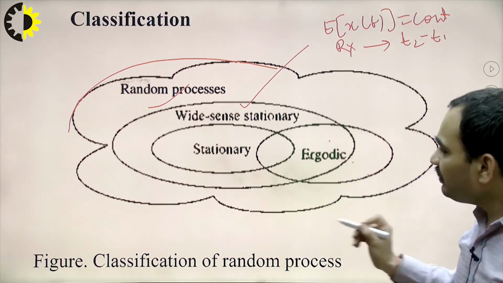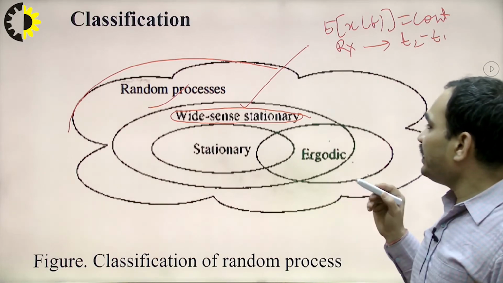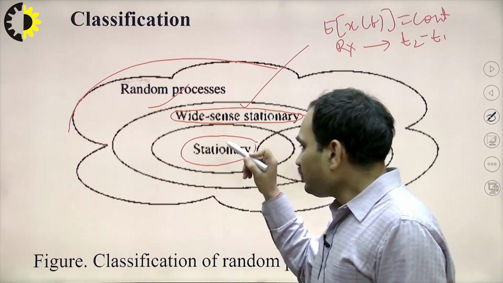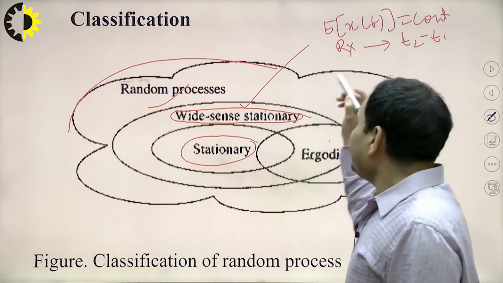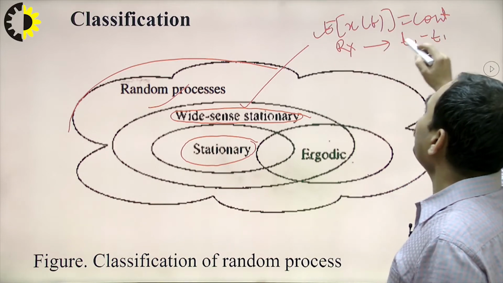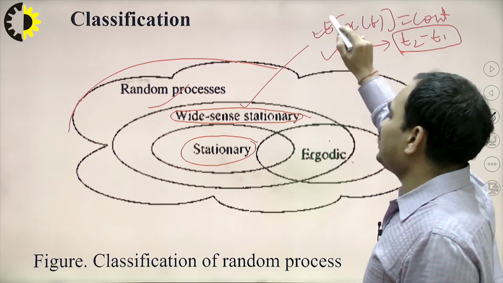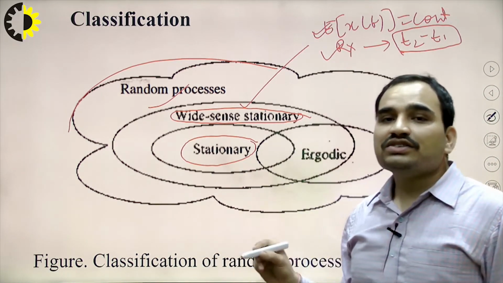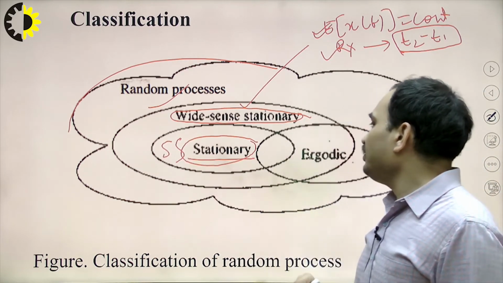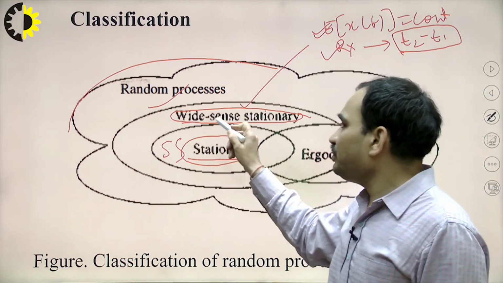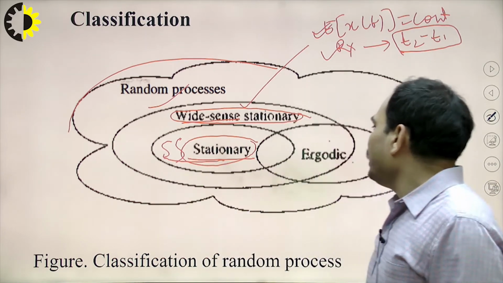time difference, then we classify it as a wide sense stationary process. And if the power spectral density is also time invariant, the autocorrelation function is dependent on the difference of time, and the mean is constant, then we say that this is a stationary process, or a strict sense stationary process. So there is the wide sense stationary process, or weak sense stationary process, and there is the strict sense stationary random process.